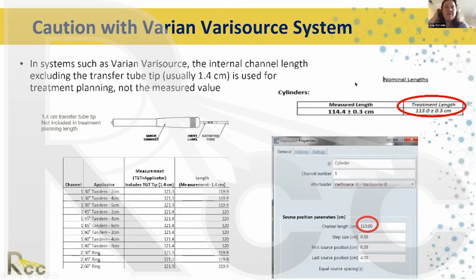Yeah. Caution with Varian VariSource systems. And this is a slide. The internal channel length, excluding the transfer tube tip, so it's usually 1.4 centimeters, is used for treatment planning, not the measured value. You can see here in this slide that there is a measured value for the length, but because you have this transfer tube tip that gets taken out of the system when you connect it to the afterloader, there is a 1.4 centimeter difference. And you need to be aware which value you need to put in the treatment planning system. I hope I said that right.